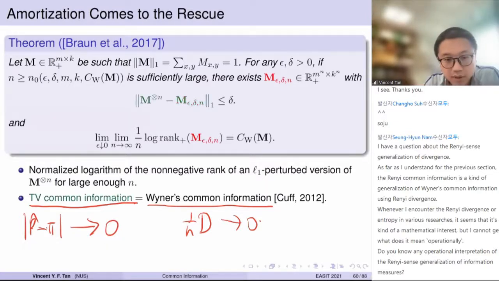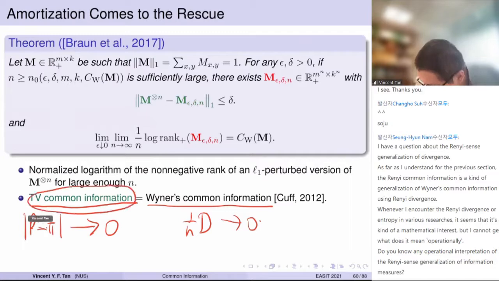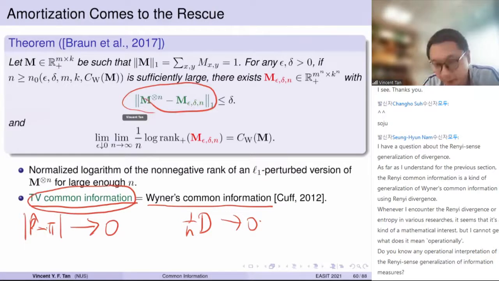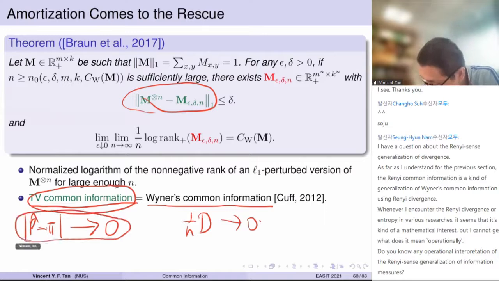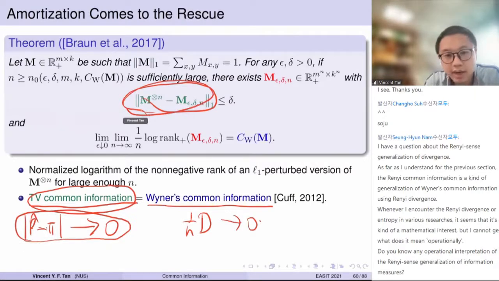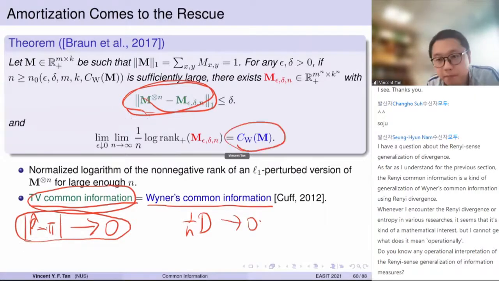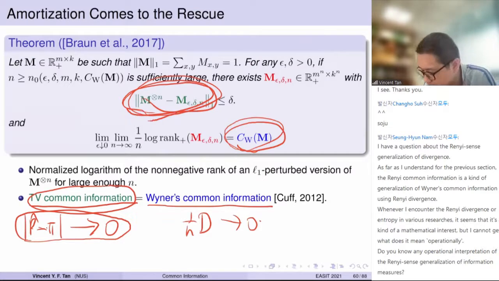Why is that so? Now you notice that this part here looks like the total variation. If you make the total variation small enough, that is what this is saying. Next, why this is Wiener's common information. So we make the total variation small enough, we can get to the Wiener's common information. So this is just another restatement of the fact that we have already learned, that total variation common information is the same as Wiener's common information. And in fact, we have proved much more. We have proved a strong converse as well.